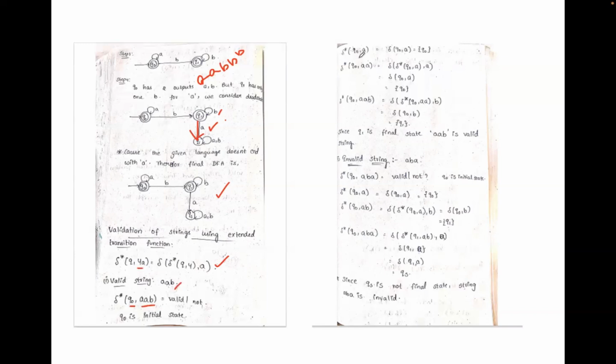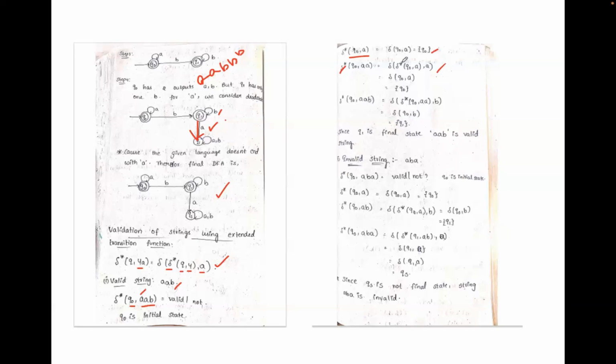So you need to check Q naught on input symbol A first. Take only the first character from the input string. So Q naught on A. What is Q naught on A here? It is Q naught only. So we got Q naught. Now take the next symbol, so take the first two symbols in the second step. This can be written as delta of delta star. In place of Q, we write Q naught, and here we write A, and in this place again it is A.